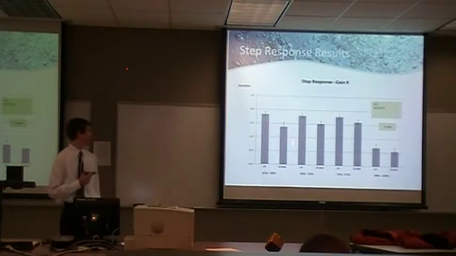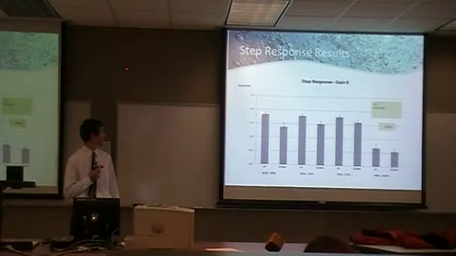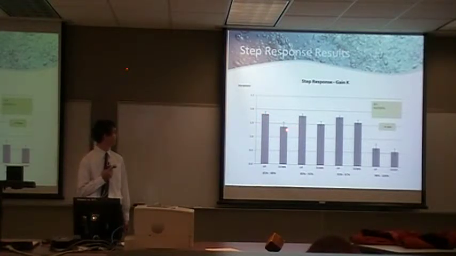This bar graph indicates our gains of K for the step response. You can see they are fairly similar. The K for the down step is slightly less than K for the up step for each range.